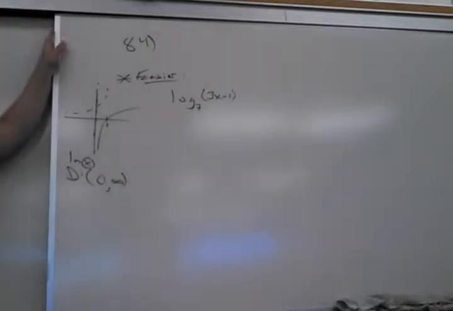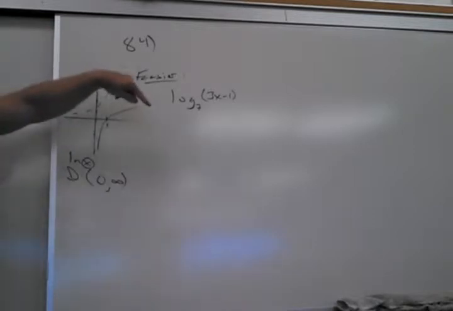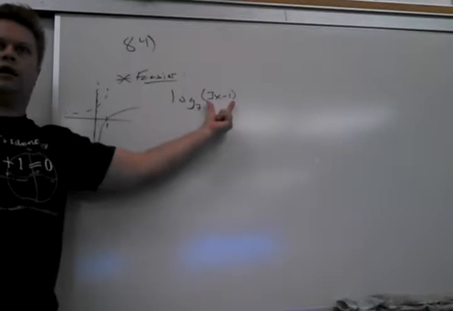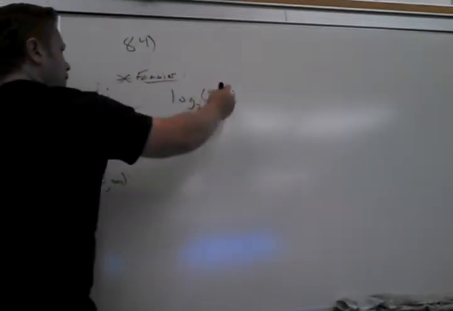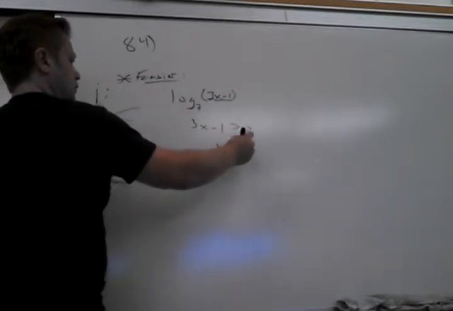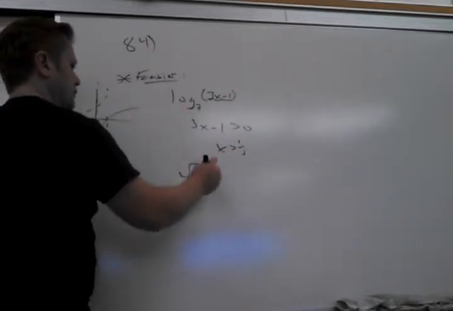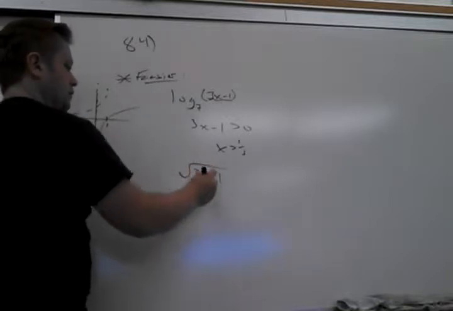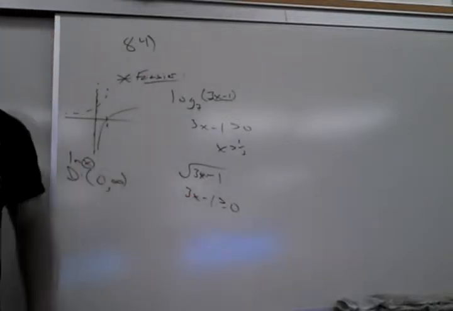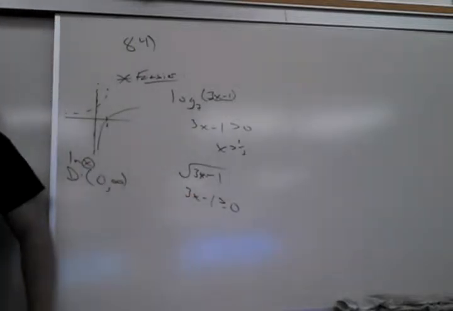So if I had log base 7 of 3x minus 1, how would you figure out its domain? What must be true about the inside? Yes, it's got to be greater than 0, because of this graph. The inside of this log cannot handle inputs that are 0 or negative. So the inside must be greater than 0, and you solve that. Sort of like if I had square root of 3x minus 1, how would you find this guy's domain? Greater than or equal to 0. Right, so they're very similar. So the interior of any logarithm has to be greater than 0.